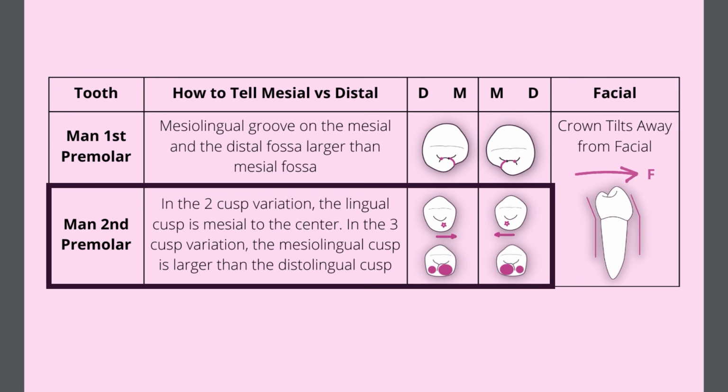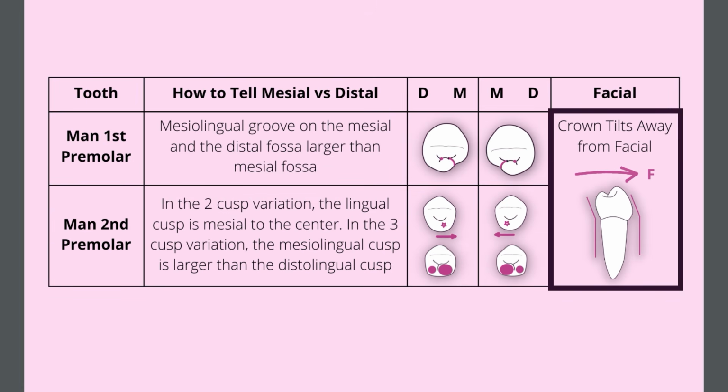For the mandibular second premolar, in the 2 cusp variation, you're going to look at the lingual cusp, and that lingual cusp is going to be mesial to the center. In the 3 cusp variation, look at the lingual cusps. The larger of the 2 is the mesial lingual cusp. So the larger lingual cusp is the mesial of the tooth. For the mandibular second premolar, the crown, looking at from the proximal, tilts towards the lingual. So the side that is not tilted towards is the facial.